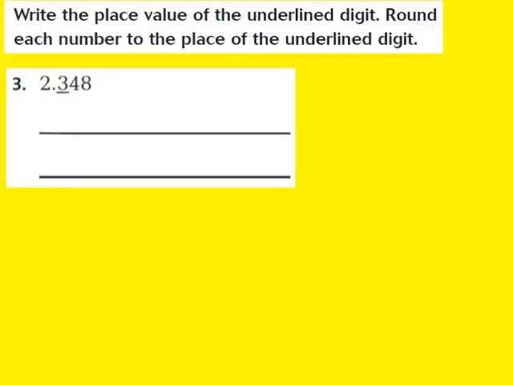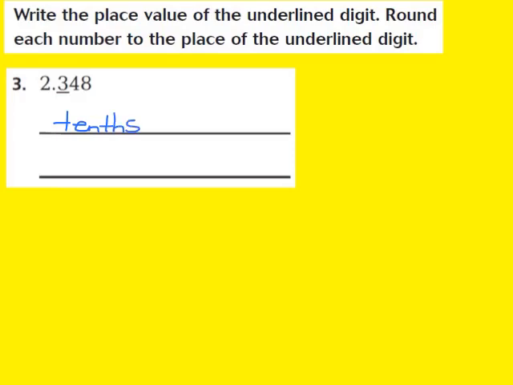Now, let's take a look at question number 3. Once again, the directions say to write the place value of the underlined digit, and then I also have to round each number to the place of the underlined digit. For question number 3, the decimal number given is 2 and 348 thousandths. The first part of my directions says to write the place value of the underlined digit. Based on my knowledge of place value, the 3 sitting right behind the decimal is in the tenths place. So my first job is to write down that 3 is in the tenths.